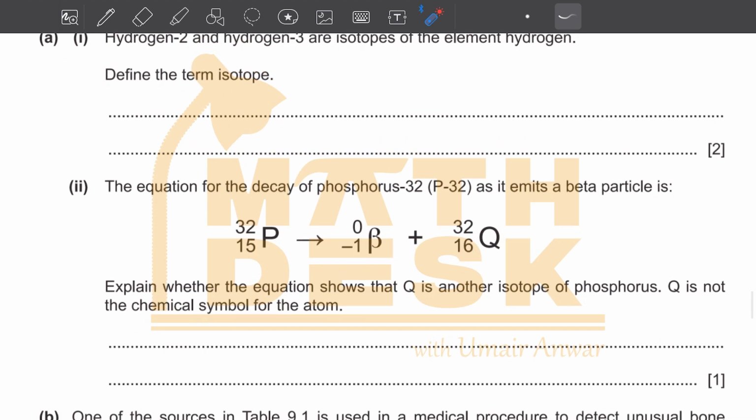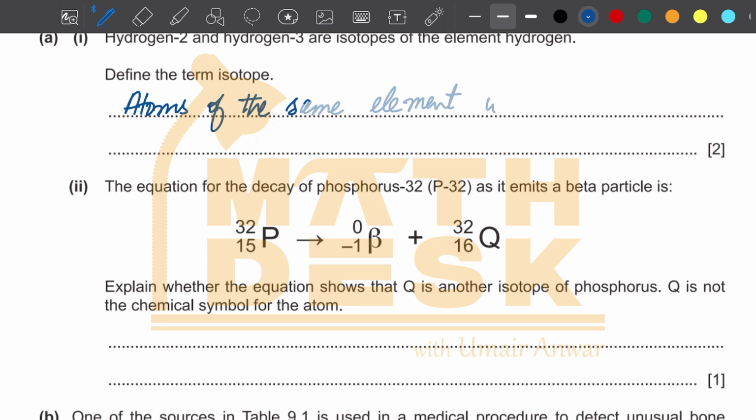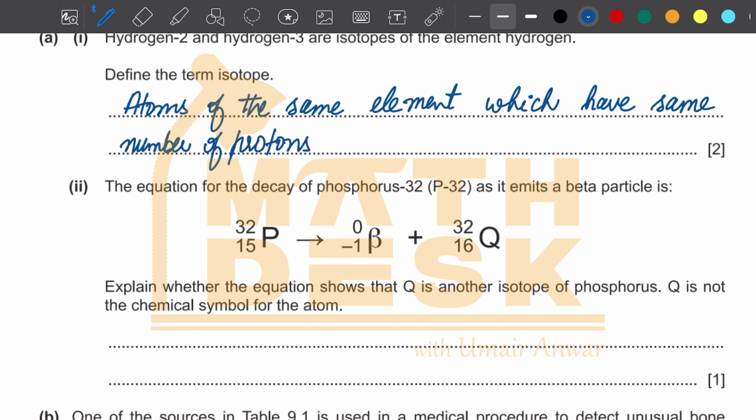Define the term isotopes. So we define it: atoms of the same element which have the same number of protons but different numbers of neutrons.